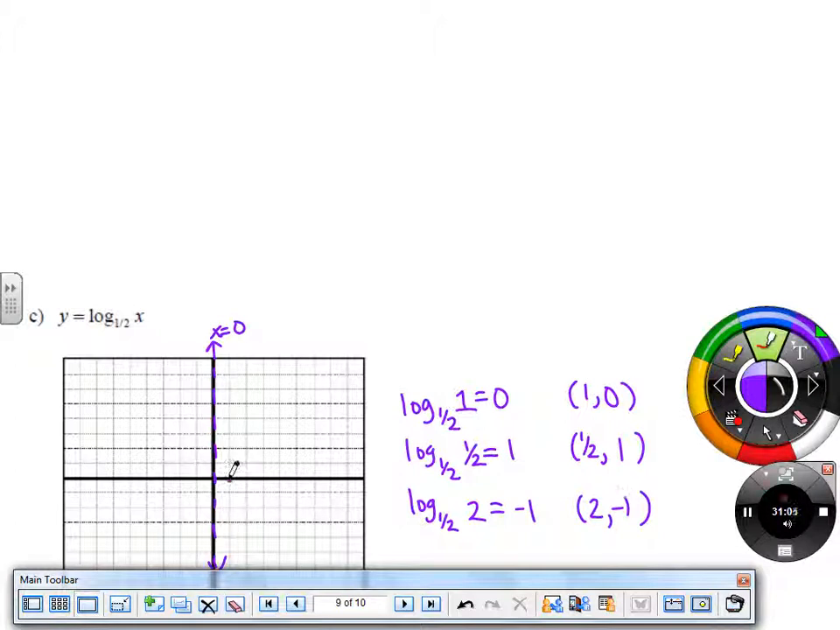So 1, 0, 1/2, 1, 2, negative 1. So notice it's still a similar curve, kind of going the opposite way, like growth and decay relationship. So this is a parent function. We're going to use this parent function to graph part B, which has some transformations of this.